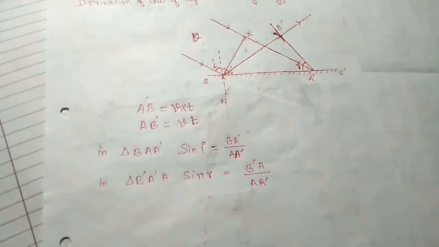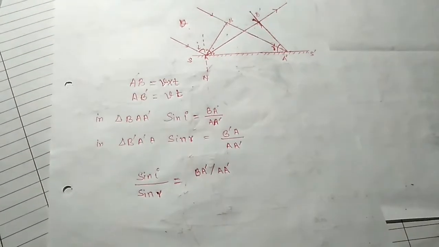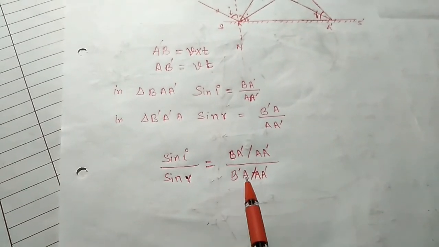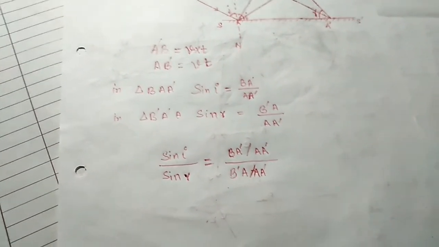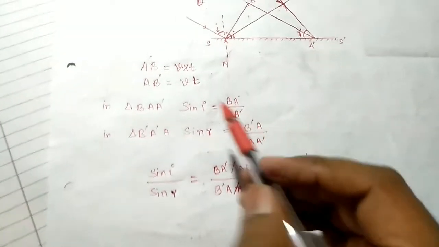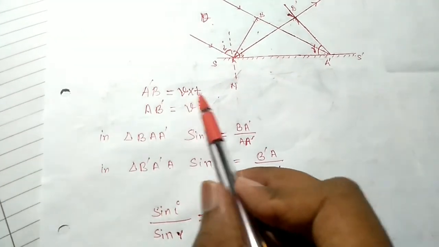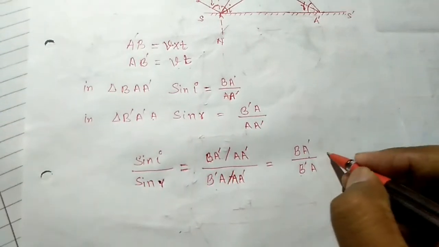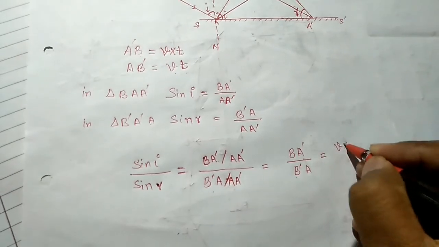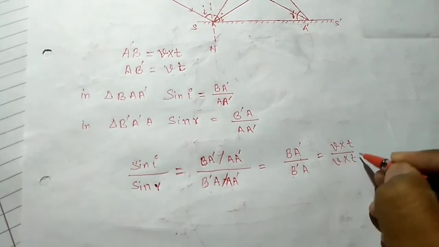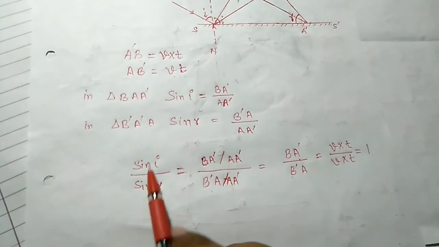Now let's do sine I upon sine R. The value of sine I is BA dash upon AA dash, and the value of sine R is B dash A upon AA dash. AA dash will be cancelled. Then what is remaining? BA dash upon B dash A. But see here, this BA dash is v into t and AB dash is also v into t. Both are the same. So let's fill the value. This is v into t and this one too, v into t. They are cancelled. What is here right now? 1. So sine I by sine R is equal to 1.